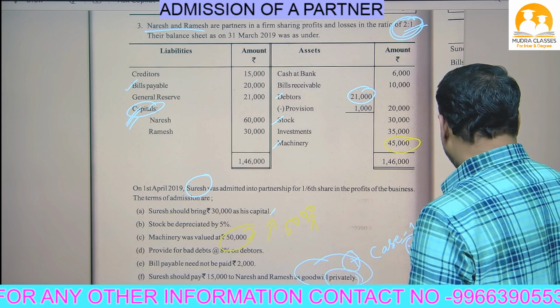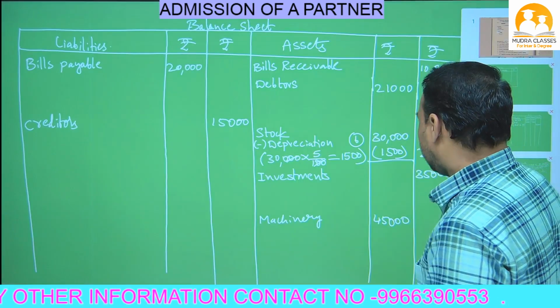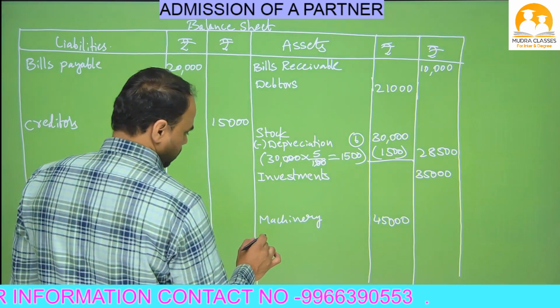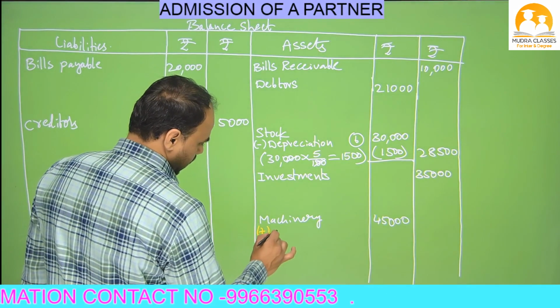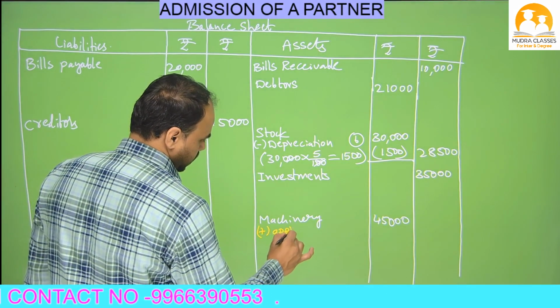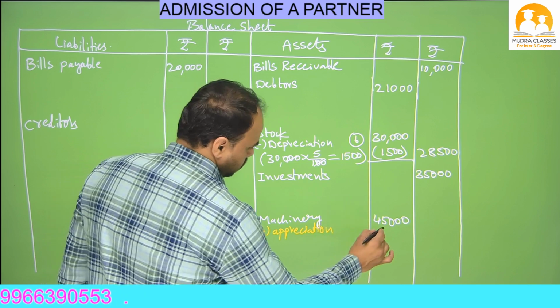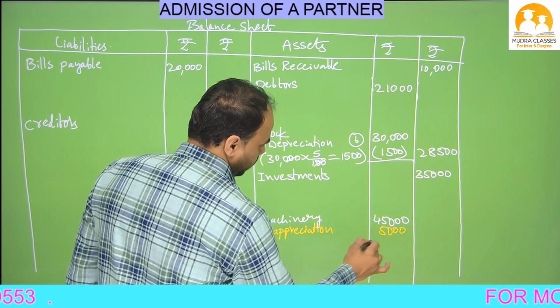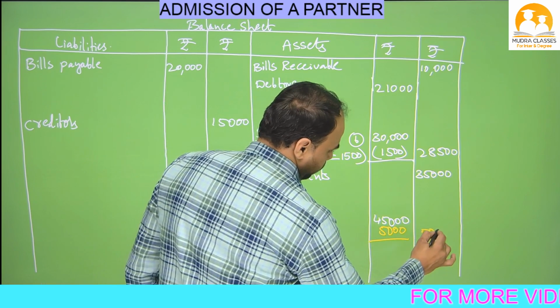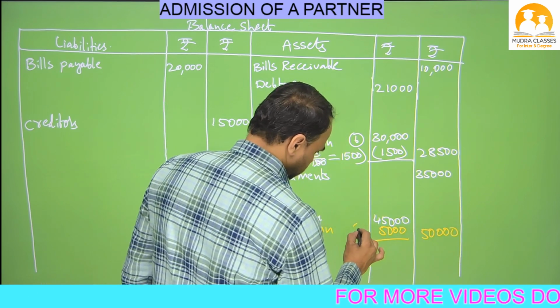So we have to write on the balance sheet asset side: add appreciation. If the asset value is increased, we have to write appreciation. So 5,000 is increased, so add here 5,000 rupees. Outer column 50,000 rupees. This is adjustment number C.